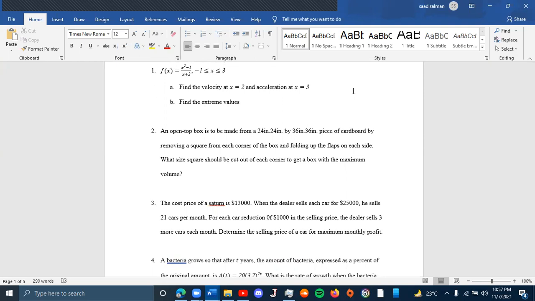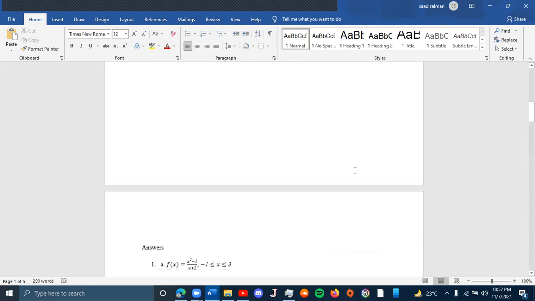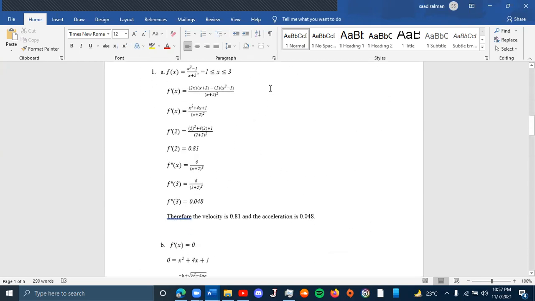Part A says find the velocity at x equals 2 and acceleration at x equals 3. So we'll start with the basic equation and then continue with f prime x is equal to [2x multiplied by (x plus 2) minus 1 multiplied by (x squared minus 1)] divided by (x plus 2) whole squared. So f prime x would give us (x squared plus 4x plus 1) divided by (x plus 2) whole squared.